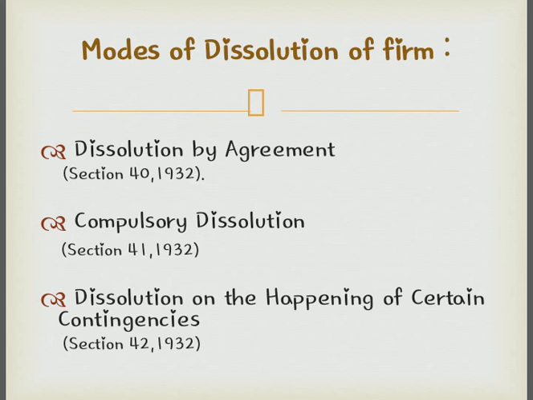And the third one is dissolution when certain contingencies happen, which is under Section 42 of the Indian Partnership Act 1932. This tells that the dissolution of a firm takes place, subject to a contract among the partners, when the firm is formed for a fixed term, on the expiry of that term; when the firm is formed to carry out a specific venture, on the completion of that venture; when a partner dies; or when a partner becomes insolvent.